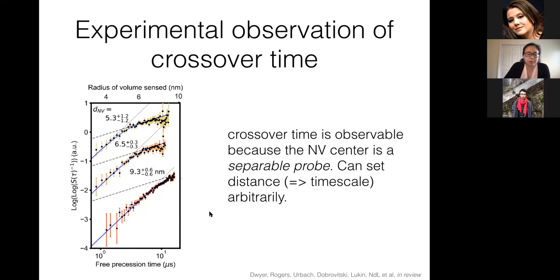So everything that I described to you is actually quite generic for just disordered spin systems. And you should be able to see this in principle in ensemble ESR and NMR experiments. But the key thing here is that the time at which this crossover happens is set by the shortest distance between spins. So usually this timescale is inaccessible because it's very, very short. Here, because the NV center is a separable probe, you can set the distance to your bath and therefore this timescale arbitrarily. So this allows this crossover time to be observed.